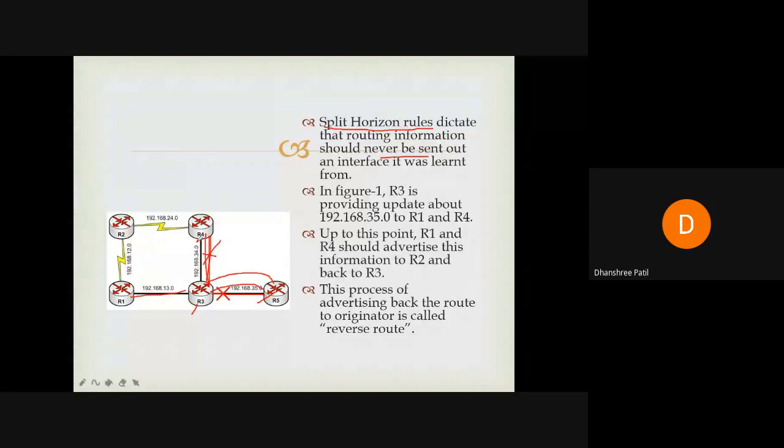Okay, are you getting it? Yes. Hmm? What is the split horizon rule? Understood?